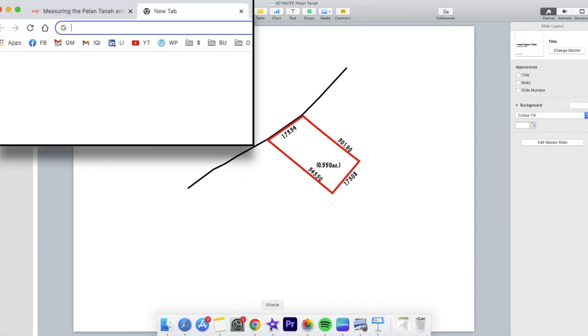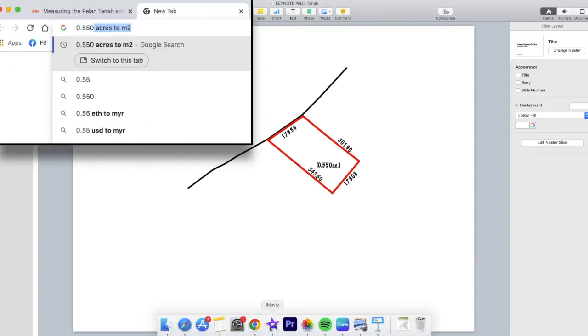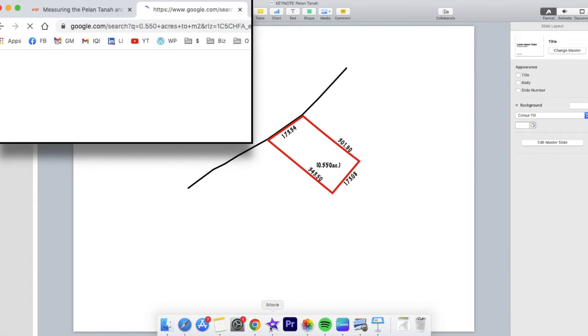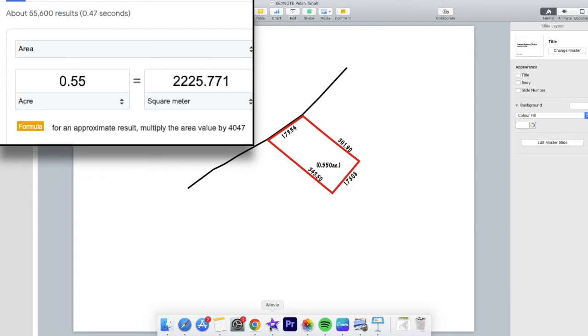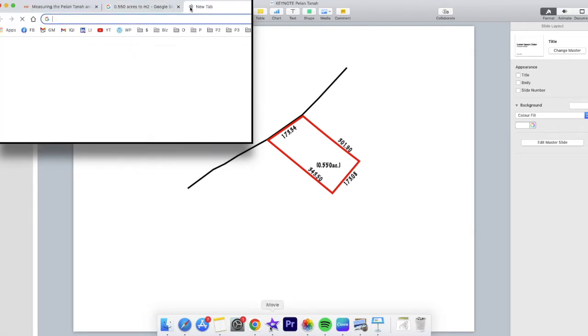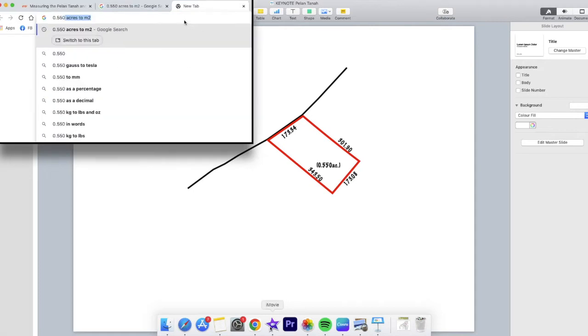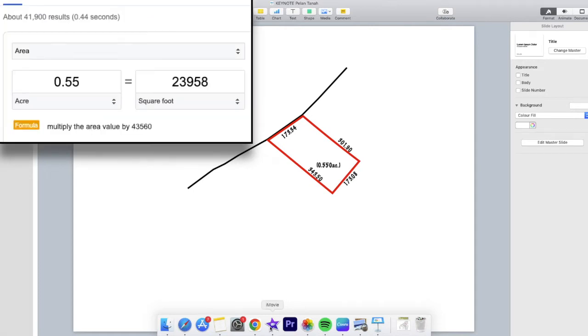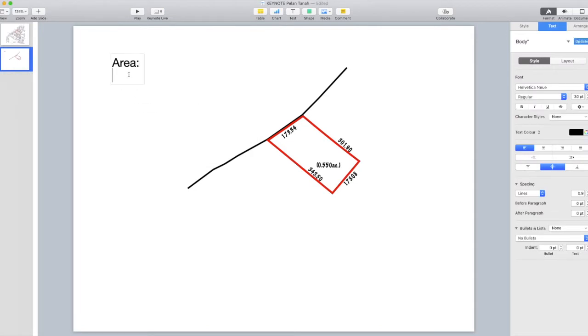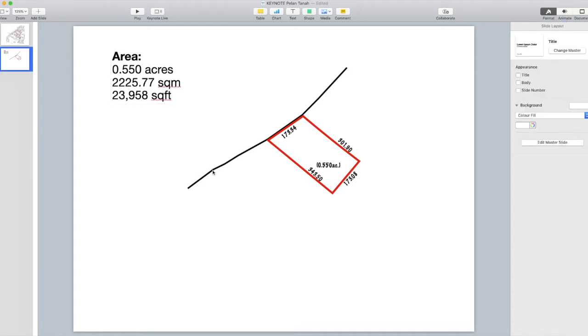So we go to Google and then we type in 0.550 acres to square meters. So we have here 2225.771 square meters, and then we're going to convert it also to square feet from acres, and then we have 23958 square feet. Okay, so we know that the area is 0.550 acres, and then we converted it to square meters, which is 2225.77, and then in square feet it was 23958 square feet.